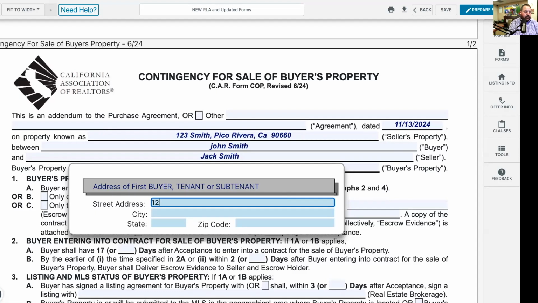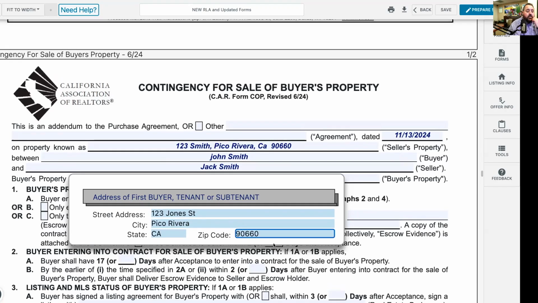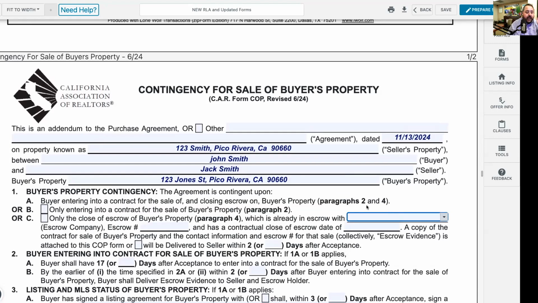Okay. So let's say theirs is Jones Street. And they're also here in Pico. They're just getting a bigger house. Okay. So you've got two different property addresses here. You've got the seller's property address. This is the one we're writing the offer on. And the buyer's property address. This is the property that we're selling that the contingency exists for.